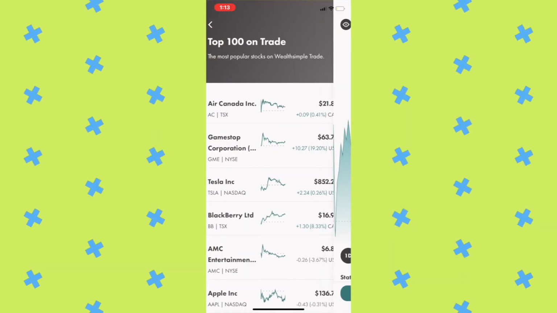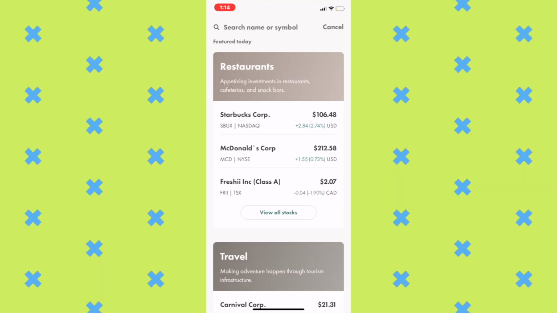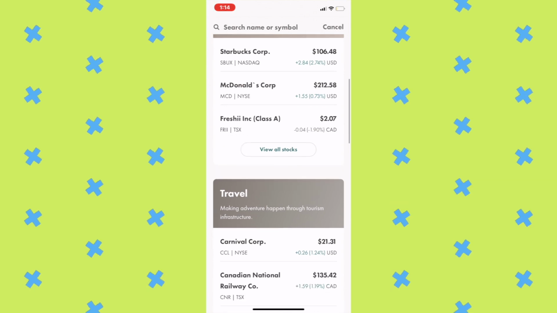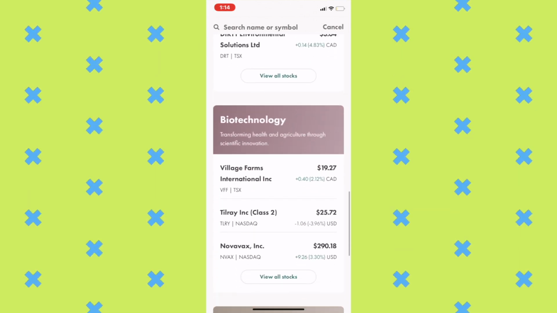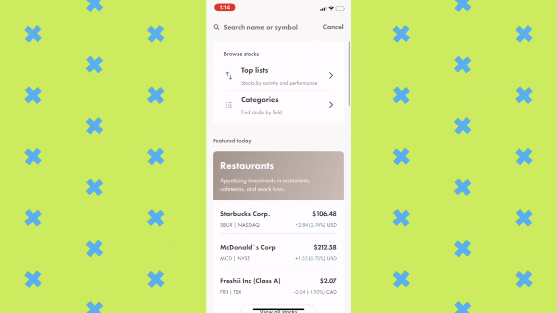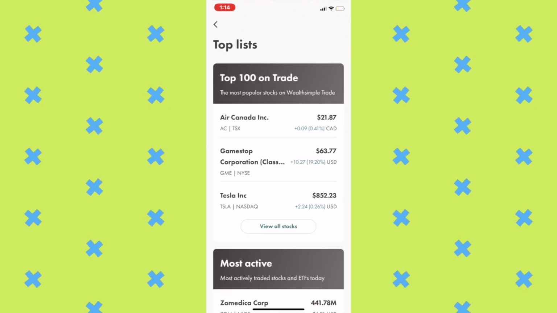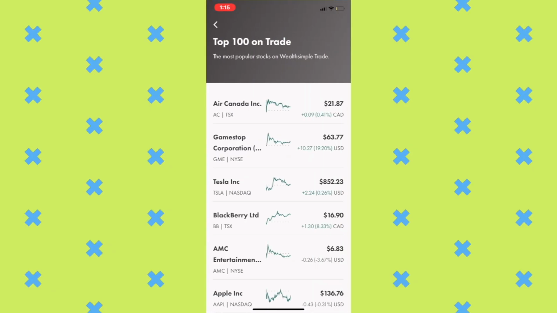Now, the third way is to use the feature today section. This will just feature some stocks. Like today, there's restaurants like McDonald's and Starbucks, travel, construction, etc. So I'm actually going to go to the top list and I'm going to go to view all stocks, and we're going to buy Air Canada.